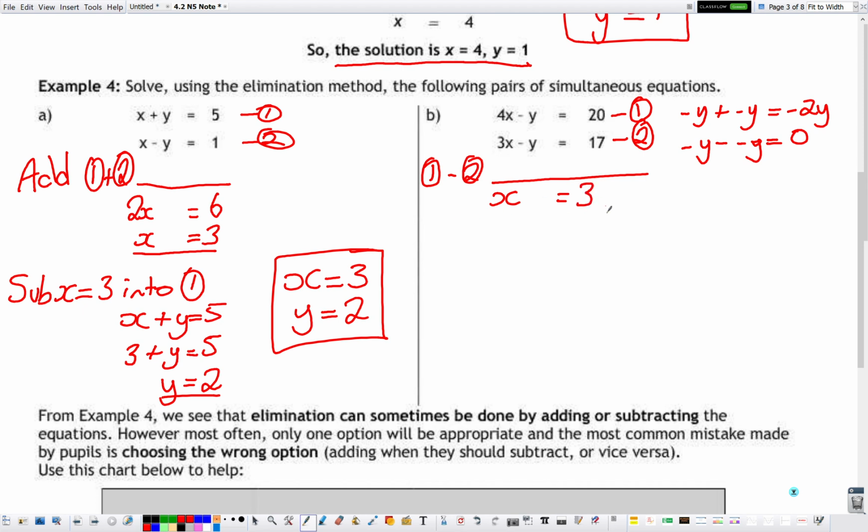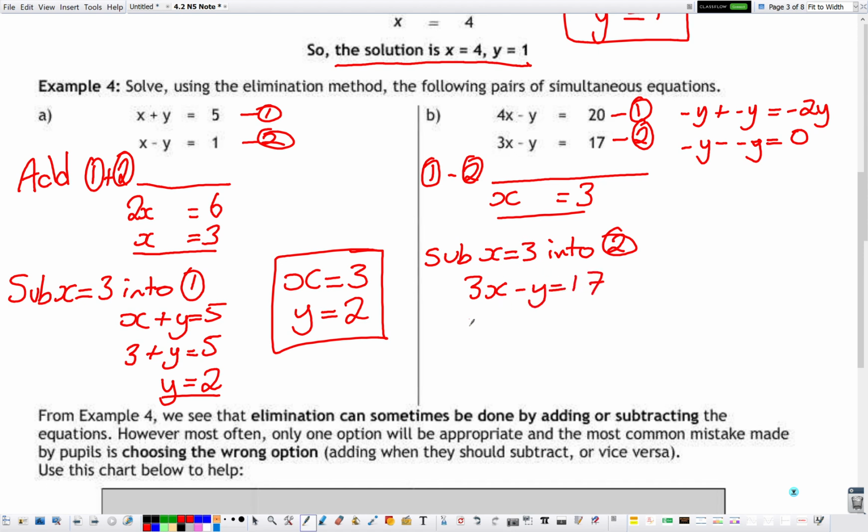So actually there's no more solving to do here. My x value is 3. So if you get to this point, you should be able to finish the rest of the equation pretty easily. It's now just substituting x equals 3. Again, pick the easiest equation. Now, they both have a negative y, but these numbers are slightly smaller, so I'm going to choose equation 2 this time. So I've got 3x minus y equals 17.